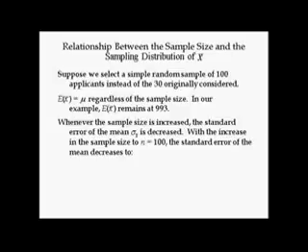With the increase in the sample size to n equals 100, the standard error of the mean decreases to the population standard deviation of 80 divided by the square root of the sample size 100, which equals 8.0.